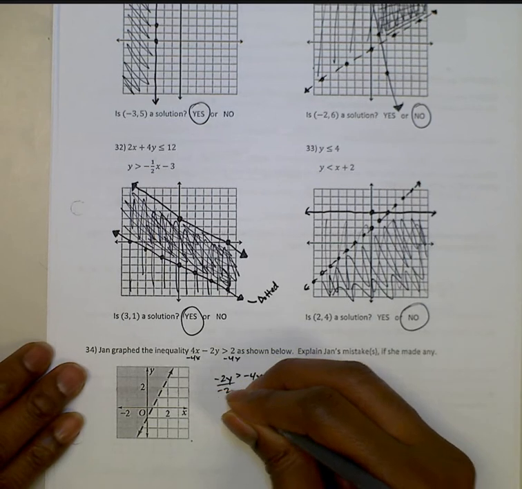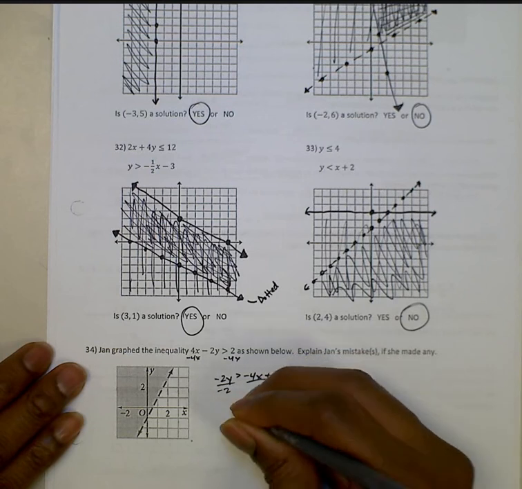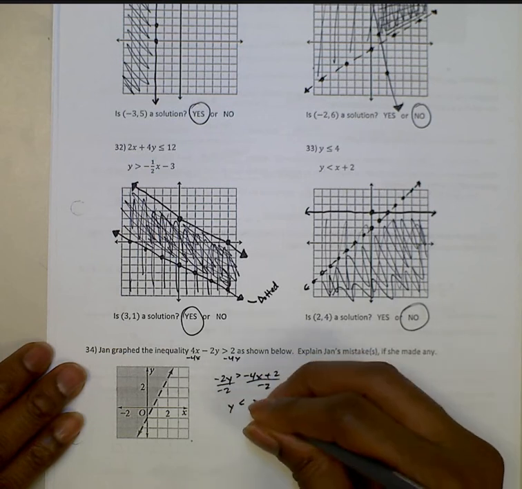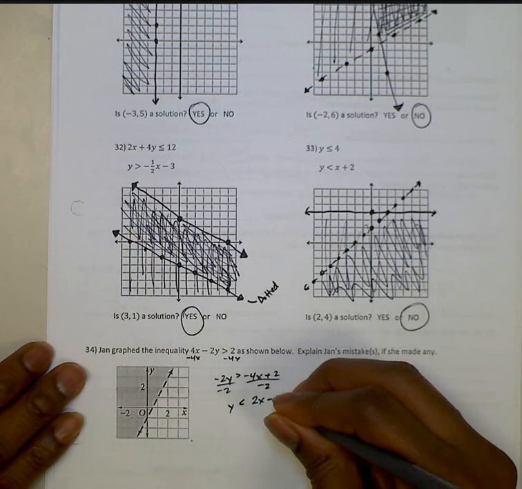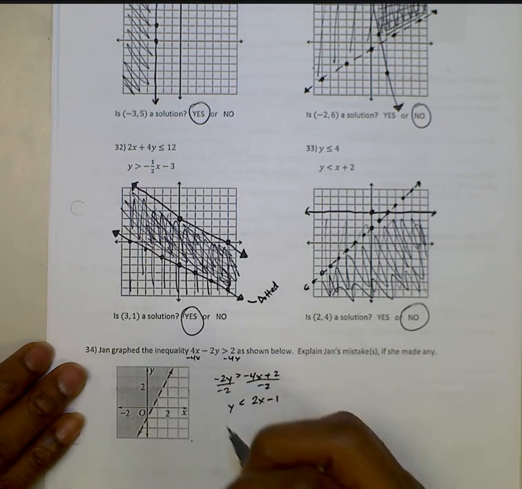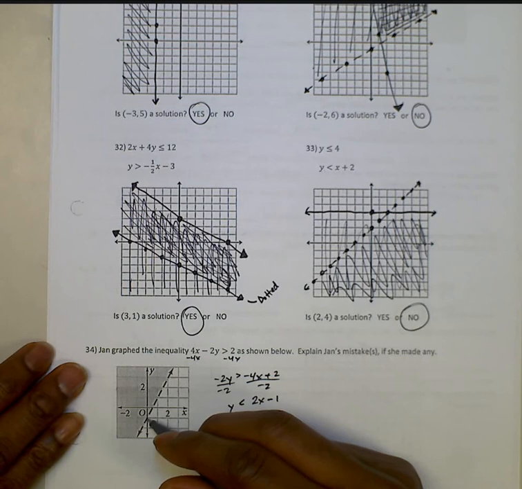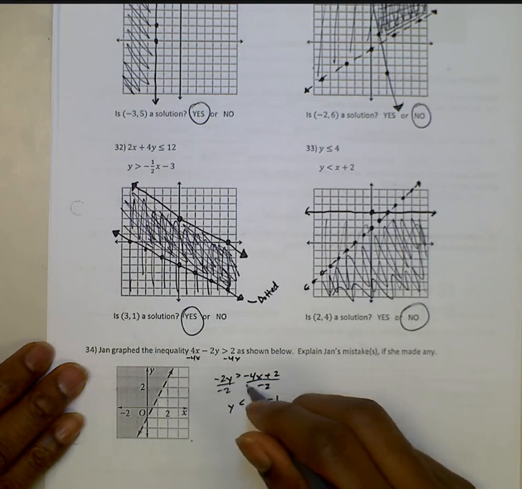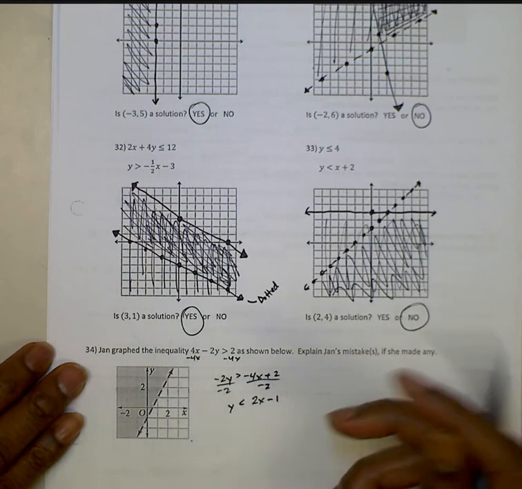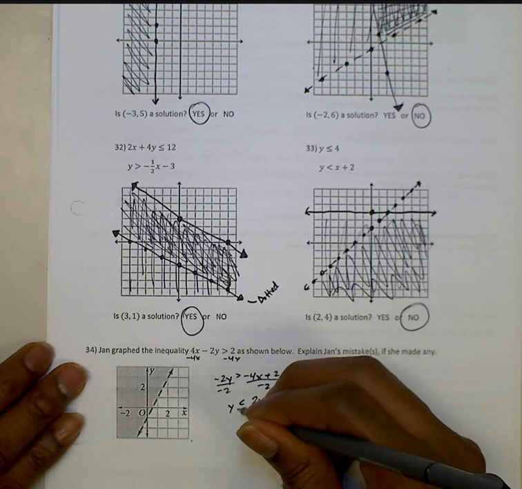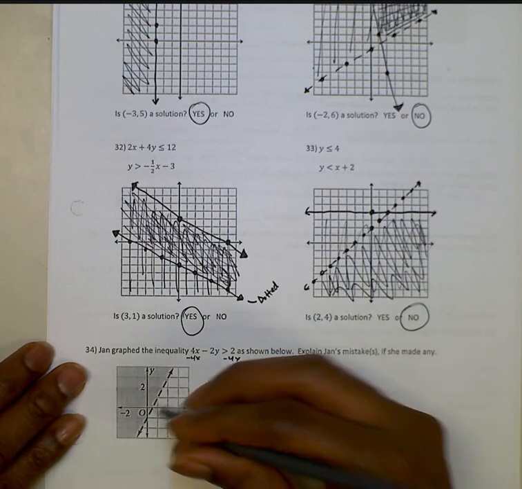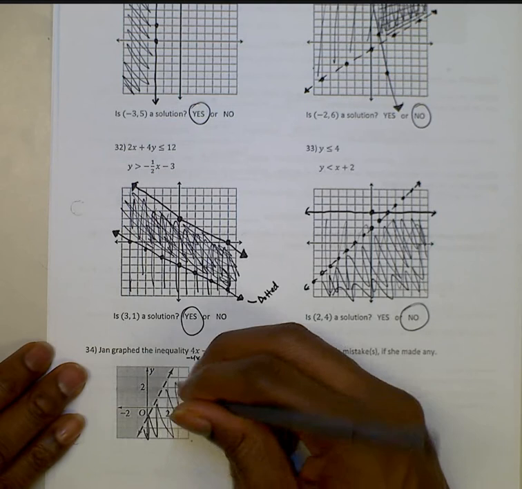I think I see what happened. Y will be less than 2x minus 1. Okay, so everything else that she did is great. It's a dotted line. She got minus 1. Her slope is 2. But when she divided by the negative, she should have flipped her sign. Okay, and if she had flipped her sign, she would have seen that y is less than 2x minus 1, and so she should have shaded below.